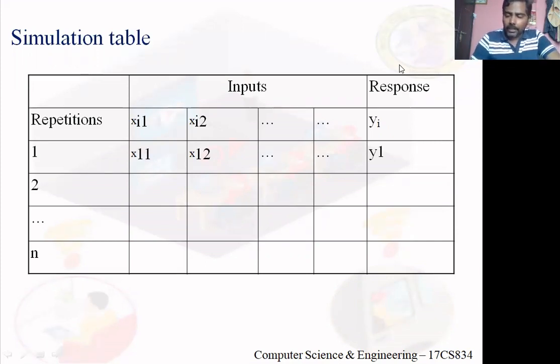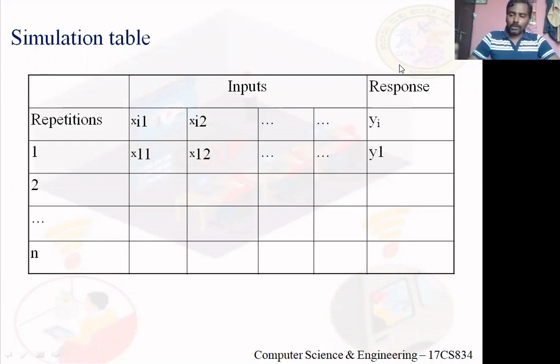Inter arrival time for third customer is 5 minutes. Got it? Clear? So what is X21? I mean, when did the second customer arrive? At time 15. That is, X21 is 15. The second customer arrived at time 15.